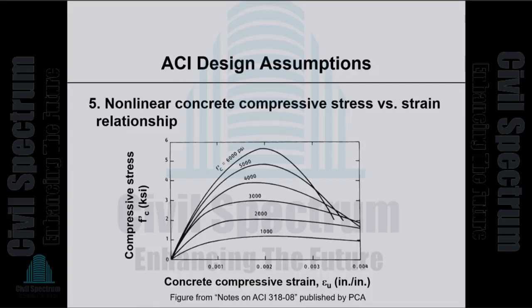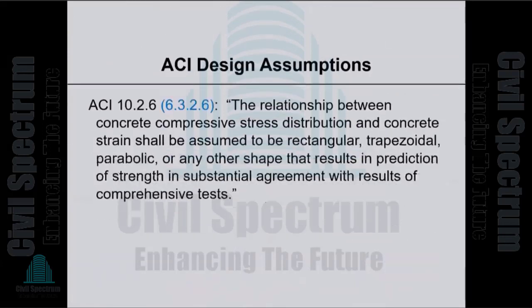Design assumption number five: the stress-strain relationship of concrete in compression. Those look as you see in the picture. On the y-axis is stress, on the x-axis is strain, and from one curve to the other, we are looking at higher and higher strength concrete, 1,000, 2,000, up to 6,000 psi. These are tests that Surendra Shah and his students did at Northwestern University ages ago. Anyway, this is very typical of the concrete stress-strain relationship.